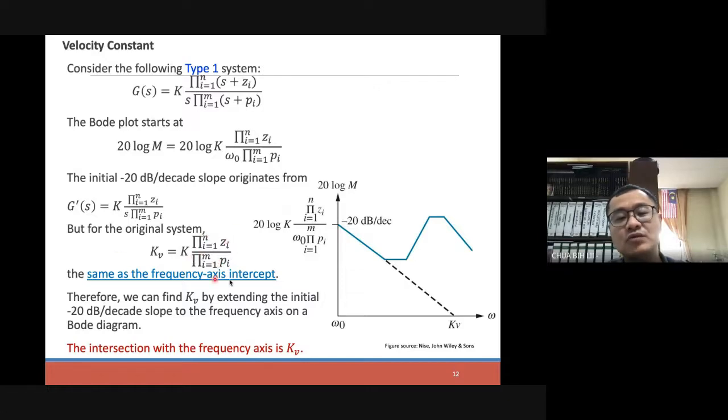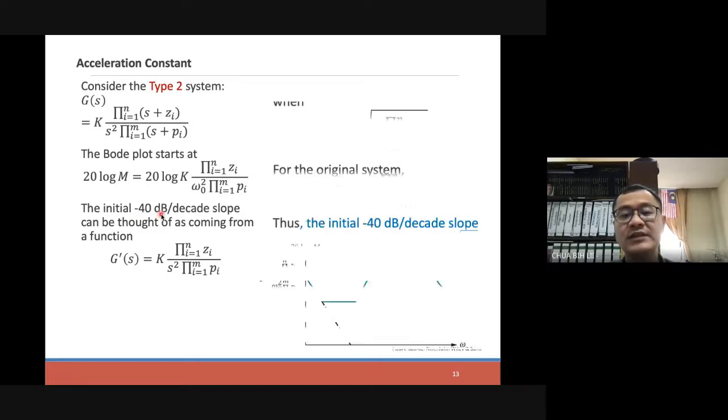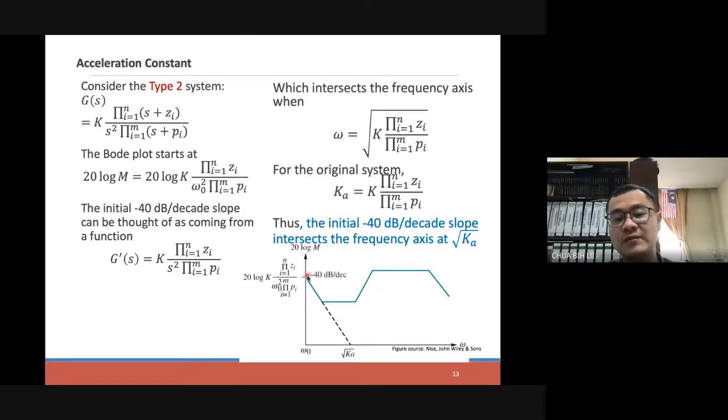Okay, and this is basically the x-intercept or the frequency axis intercept. Okay, so when we extend this line, we will see this value actually is the Kv value. All right, so this is the Kv value, right? And the initial values would be this value. Okay, same thing for the type 2 equations. Minus 40 slope, okay, when we plot and we found out this is minus 40 dB slope, then we know that the system type is type 2.